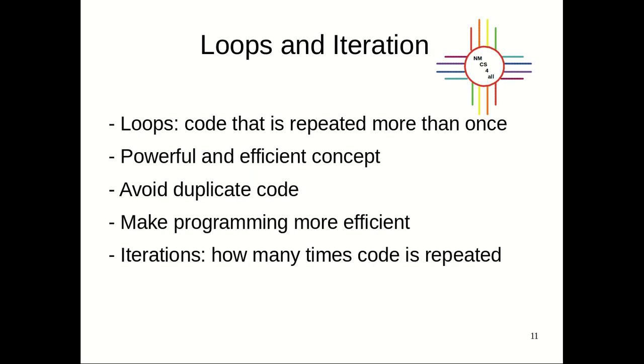Next, we will address loops and iterations. At a simple level, loops are just code that is repeated more than once. They are powerful and efficient and exist in most programming languages. They are an efficient way to avoid duplicate code. They also help to avoid retyping or copy-pasting code, which can both result in errors. A related concept is the idea of iterations, which just means how many times something is repeated.